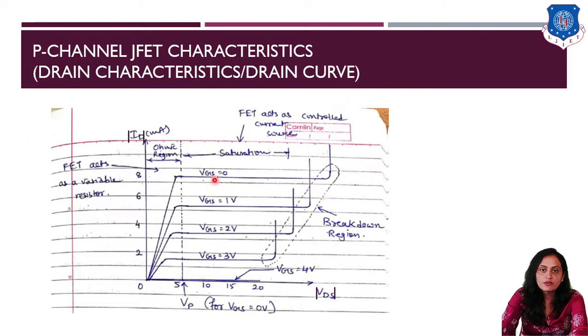Now we will fix the value of this VGS. This is for VGS is equal to 0 and we are plotting the graph of ID versus VDS, and as you keep on increasing VDS, you find the ID is increasing initially. Similarly in the P-channel JFET also, at a certain value of the VDS, that is the pinch off voltage, the ID becomes constant. So this is the first graph.